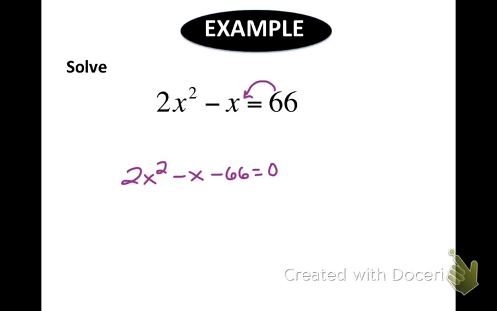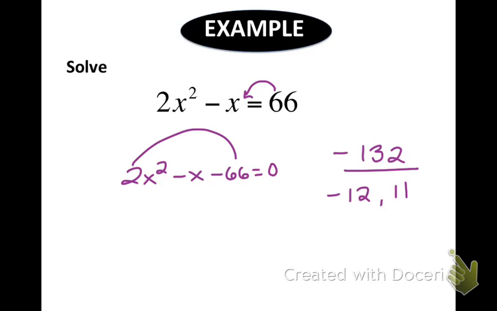GCF. Yes or no? No. Rainbow. 2 times negative 66. Negative 132. Factors of negative 132 that get us to negative 1. Negative 12, 12 and 11? Yeah. Marshall's got it. So it's going to be negative 12, positive 11.